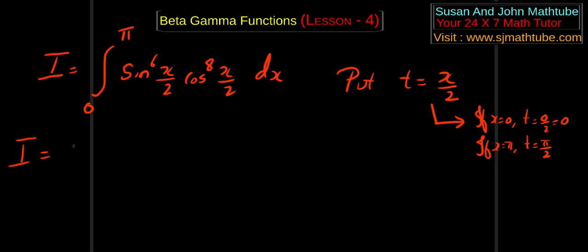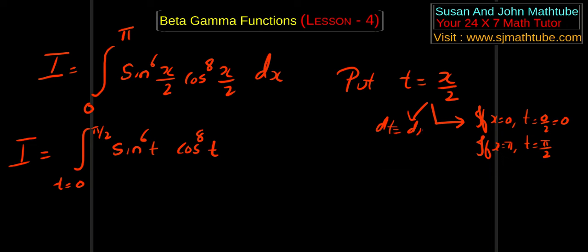So we get integral t is equal to 0 to pi by 2, sine to the power 6t, cos to the power 8t. Wait a minute, I forgot something. Yeah, dt. dt equal to dx by 2. So that is 2 dt. 2 goes here and dt. That's it, my friends.